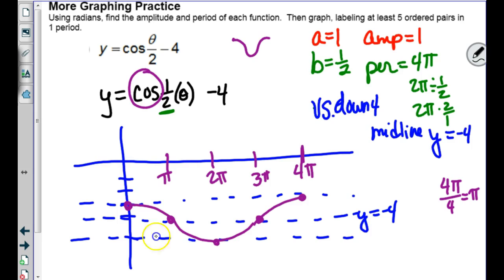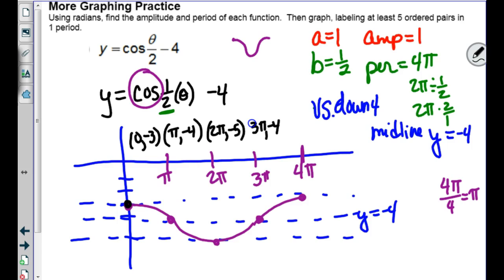Ordered pairs, anybody? I'll just list them up here this time. 0, -3 was that one. This one is pi, -4, it's at the midline. 2 pi, -5, good job. 3 pi back at the midline. And 4 pi at the max, which was -3. Okay, that's these ordered pairs down here. I just wrote them up there.